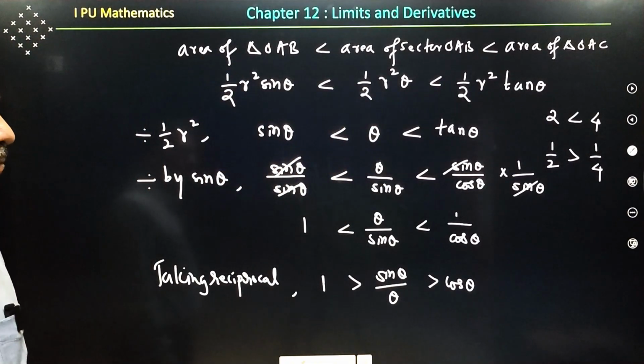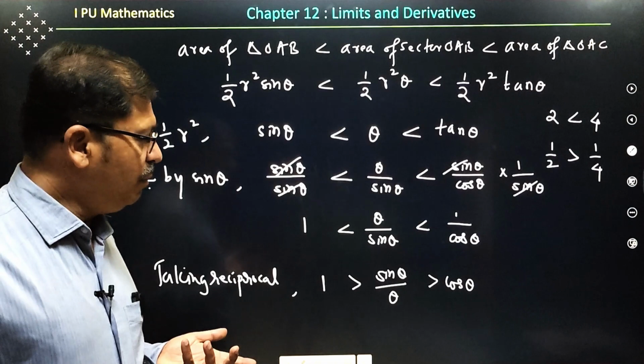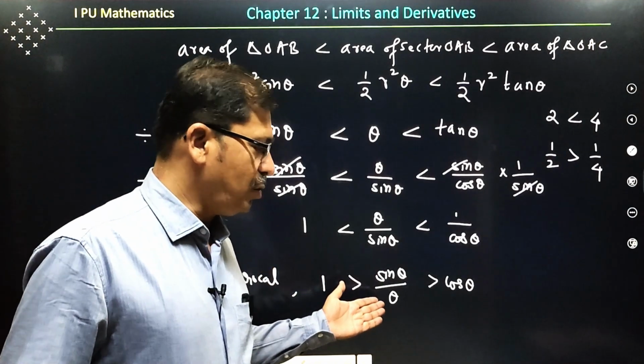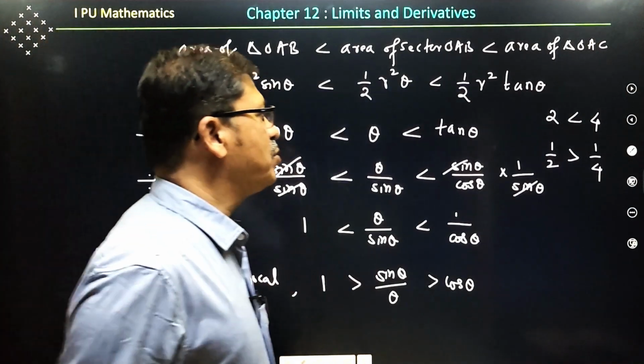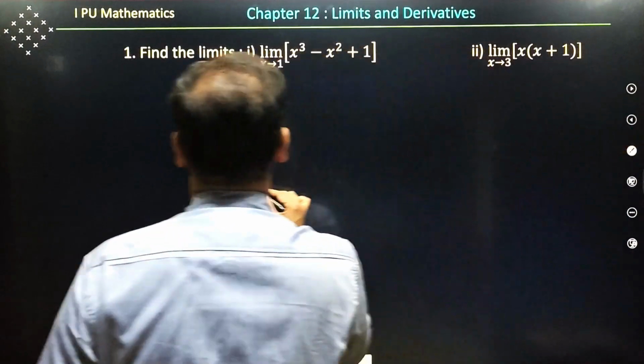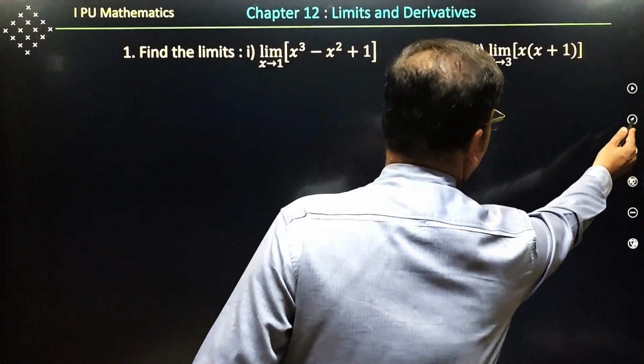Now observe here, we need to find the limit as theta tends to 0 of sin theta upon theta. So that's why you apply the limit theta tends to 0 at this step. Limit theta tends to 0, just a minute.